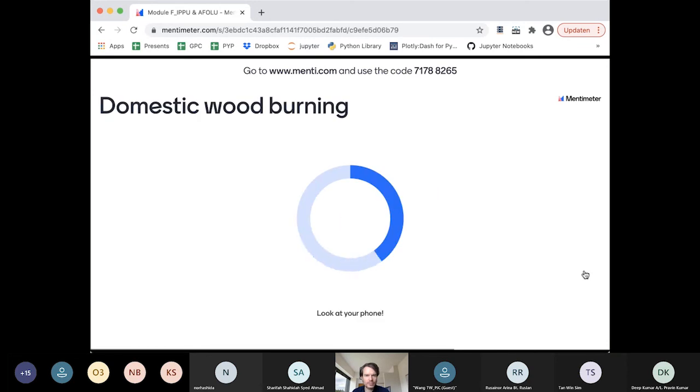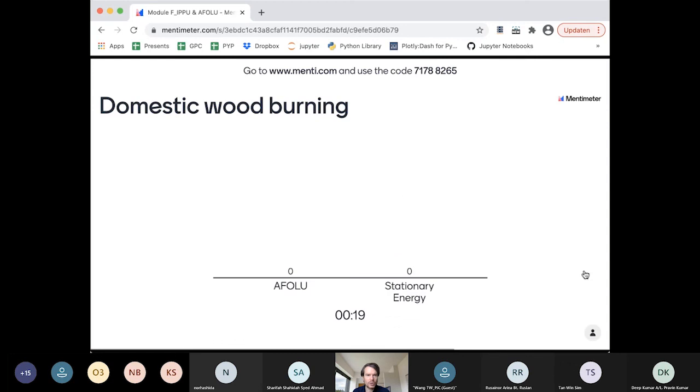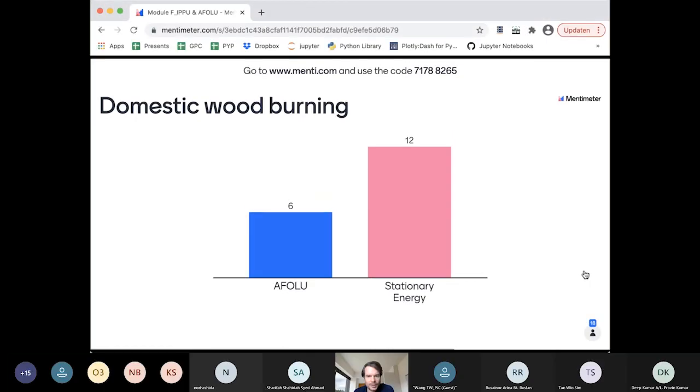Domestic wood burning, so burning wood within your home, which is a very common activity in the winter in the UK and most colder climates. Okay, and the correct answer is stationary energy. Again, it's biogenic carbon, so you report it separately, but you report it under the stationary energy sector because it is the intentional combustion of wood, often for atmosphere, for lighting, but mostly for warmth as a heating fuel.